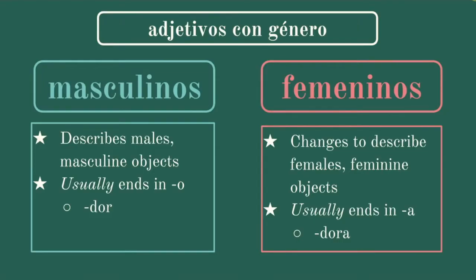All right, adjetivos con género, so adjectives that have gender. We have masculinos and femeninos. So adjetivos masculinos are used to describe males and masculine objects, okay? Adjetivos masculinos generally end in o, but not always, okay? The most obvious exception to this is adjectives that end in dor, D-O-R, okay? They end in R, but they are masculine, okay? And then adjetivos femeninos, so adjectives with gender change to describe females and feminine objects, okay? They usually end in a letter A, one exception being the words that end in dora, okay? So for example, trabajador, hardworking, trabajadora, hardworking, but in a feminine version.